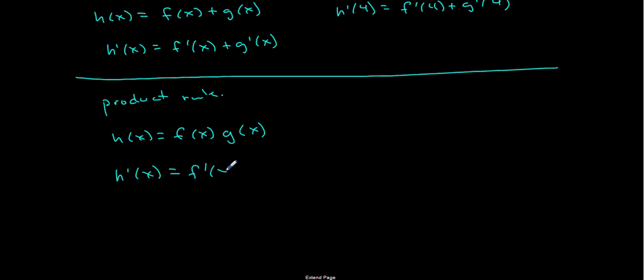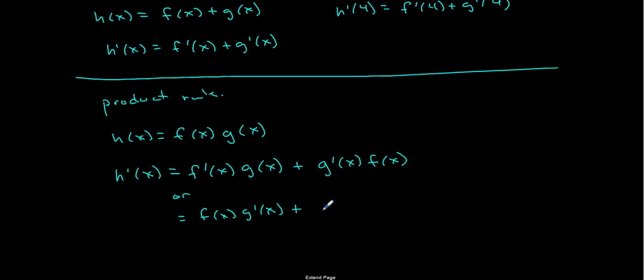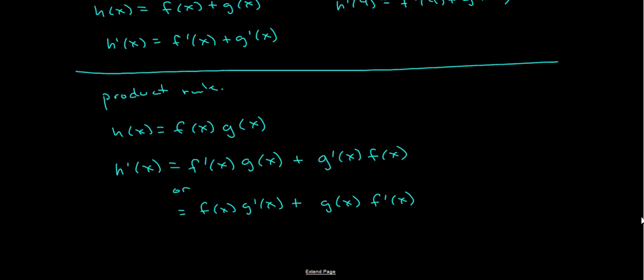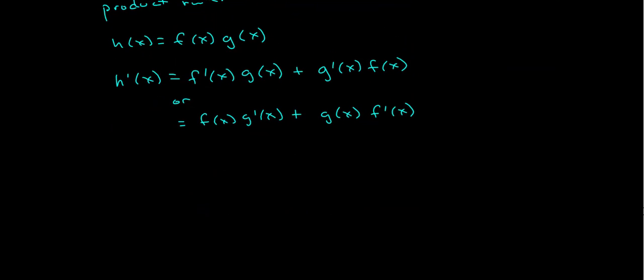You want to go f prime of x times g of x, okay, plus what? Okay, you want to go that way? What's another way? And since multiplication is commutative and so is addition, we know we can flip those. I mean, it's pretty easy, right? Okay. Product rule, not too bad.